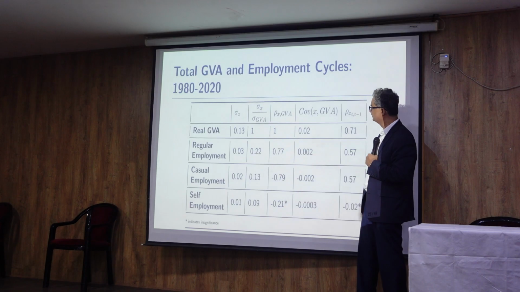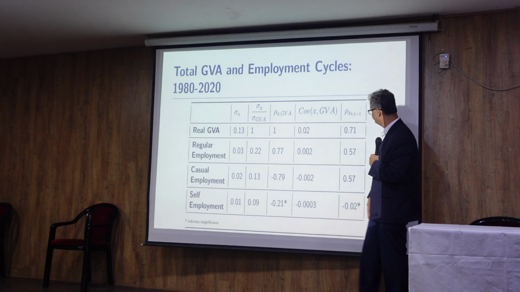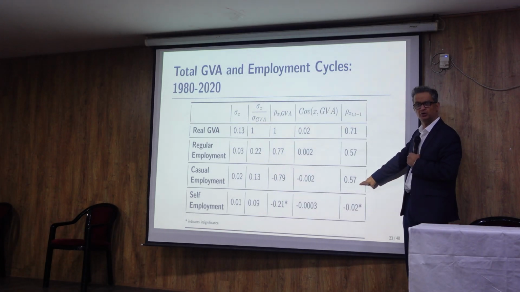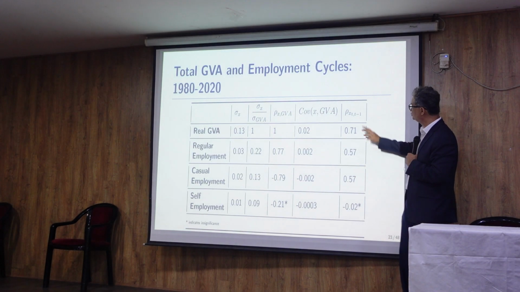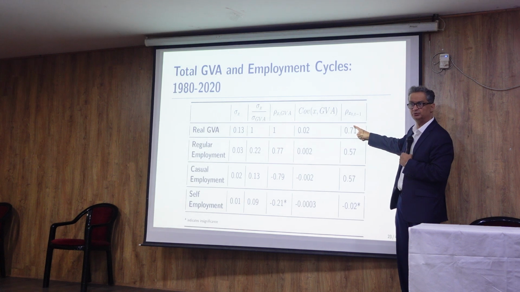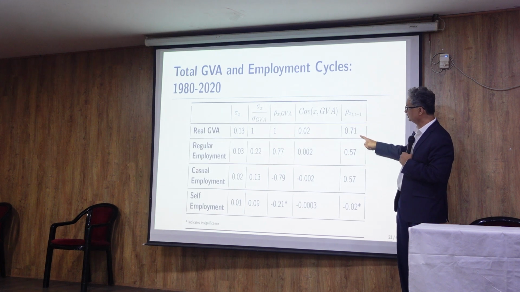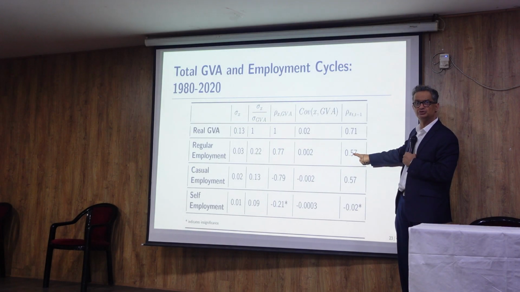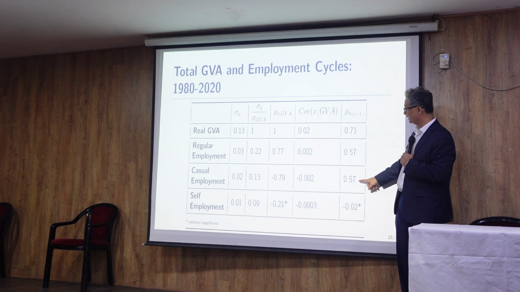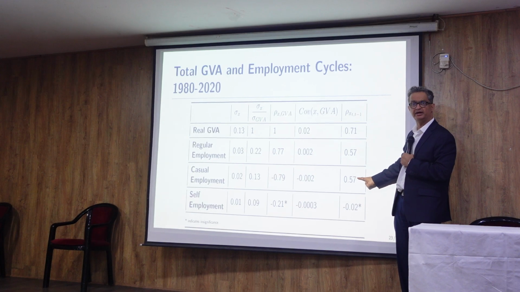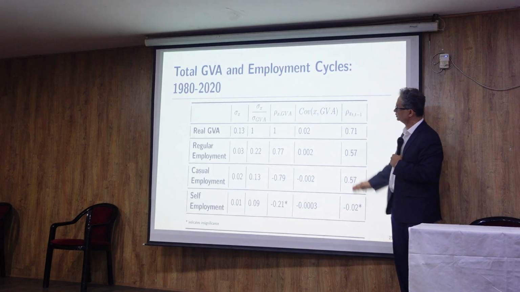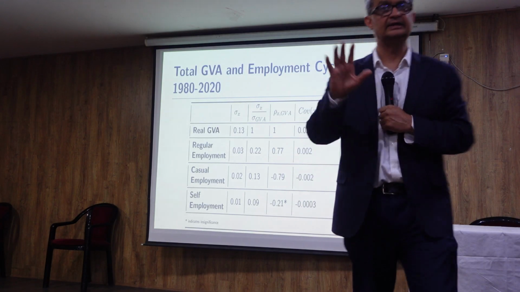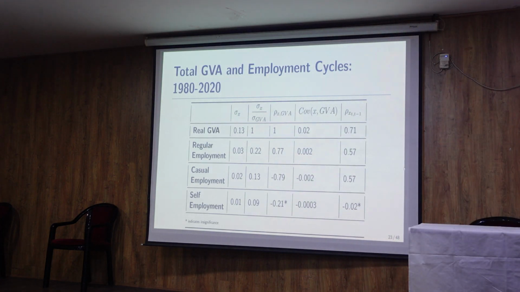These co-movements are negative and positive, and there's a lot of autocorrelation. Everybody understand what autocorrelation is? Correlation between the current value and the previous value. A lot of persistence. In other words, if you had high regular employment, you're likely to have high regular employment tomorrow. And if you had high casual employment, you're likely to have high casual employment tomorrow. So this is fact number one: the GVA co-movement with employment is positive and negative.